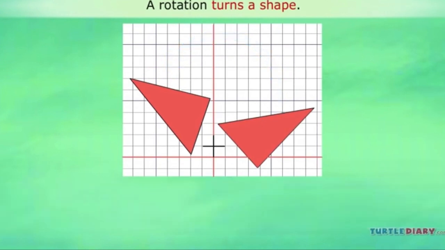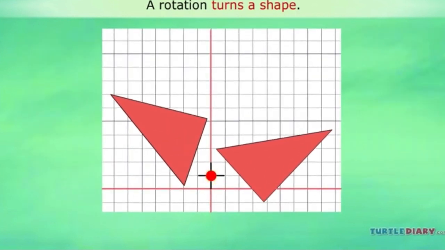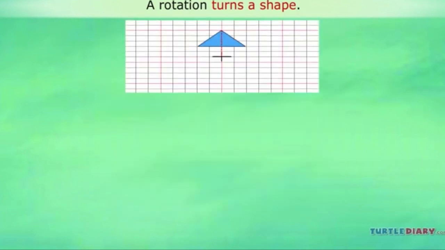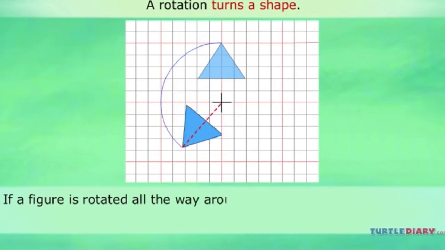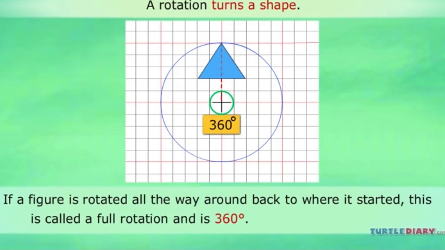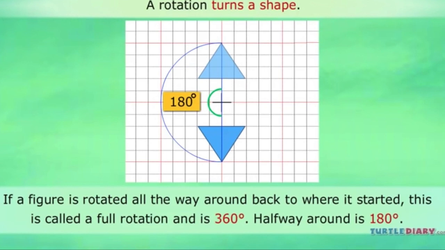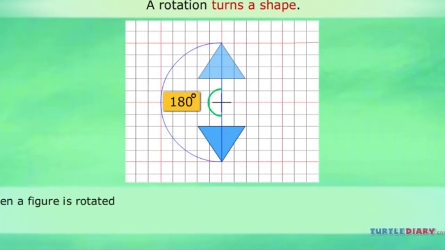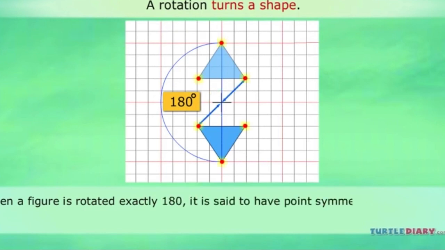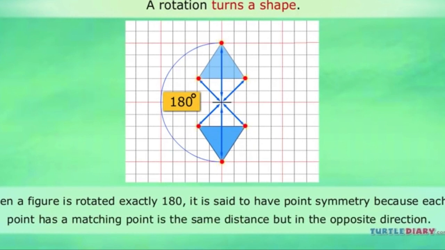There is always a point about which the shape is turned, like the center of a clock, about which the minute and second hands move. In our example, that point is marked with the crosshairs. If a figure is rotated all the way around, back to where it started, this is called a full rotation and is 360 degrees. Halfway around is 180 degrees. When a figure is rotated exactly 180, it is said to have point symmetry because each point has a matching point that is the same distance but in the opposite direction.